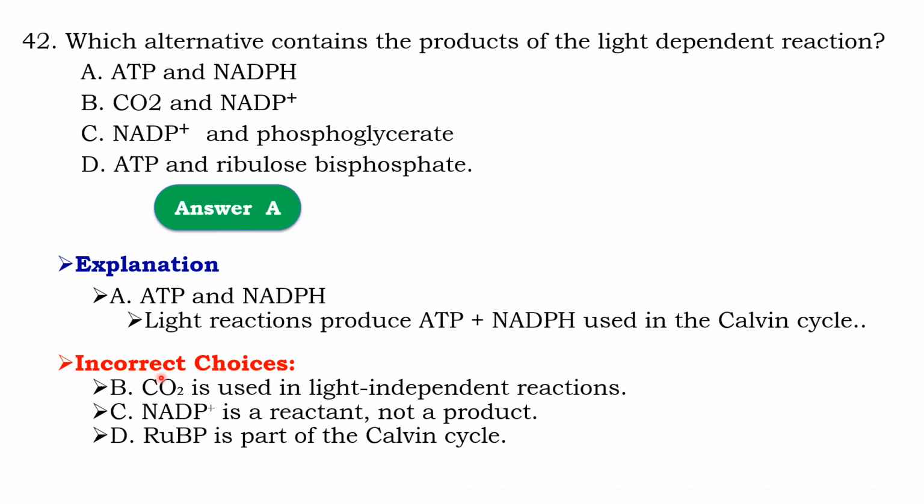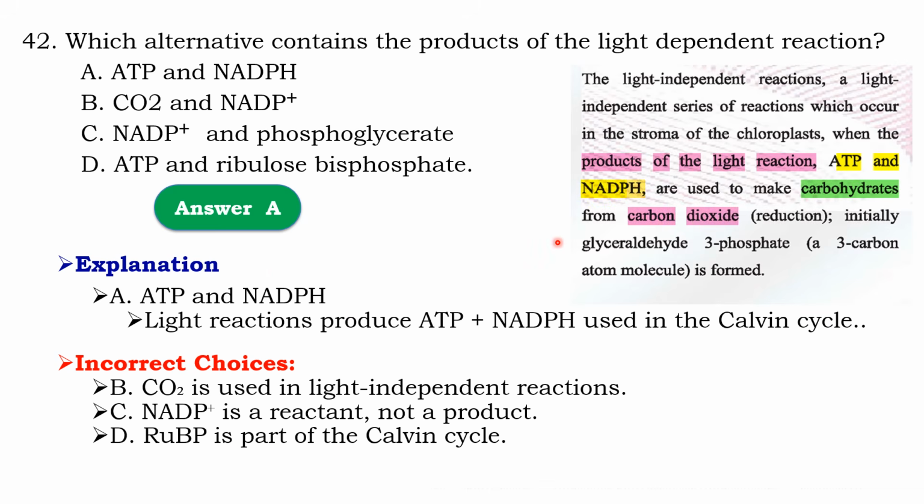And also looking at the incorrect choices, option B, carbon dioxide is used in the light independent reaction. Option C, NADP plus is a reactant, not a product. Option D, ribulose bisphosphate is part of the Calvin cycle. So the answer should be A.